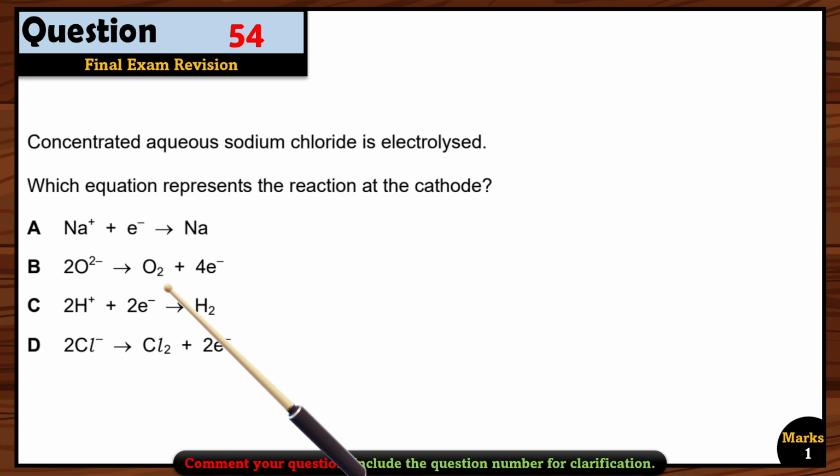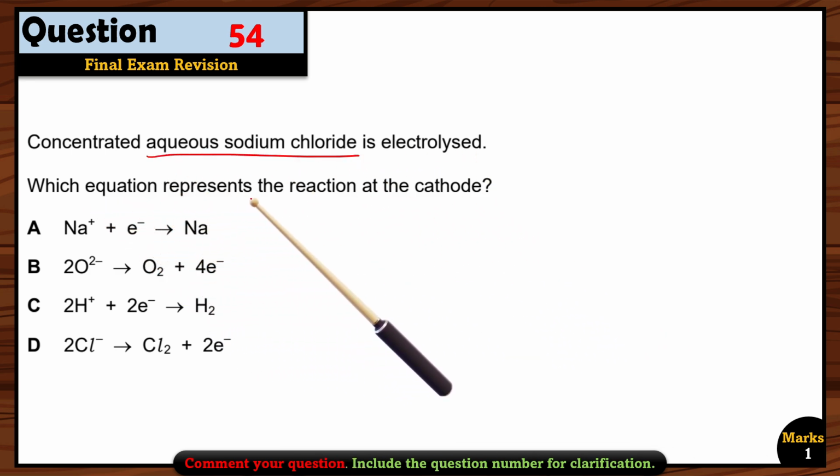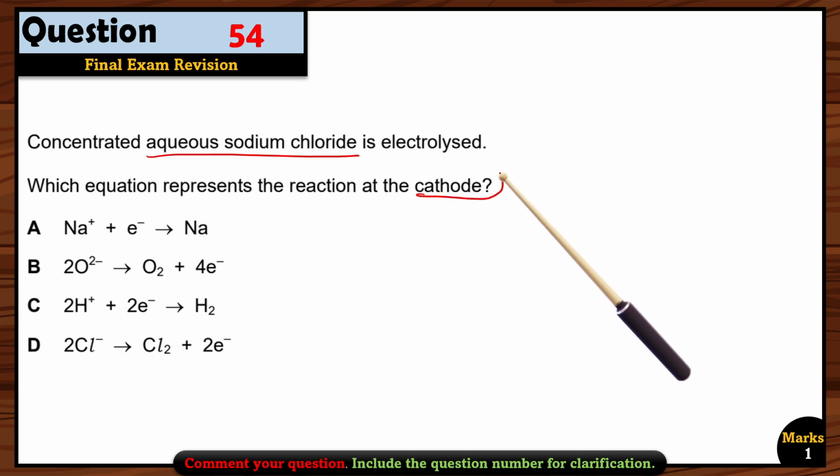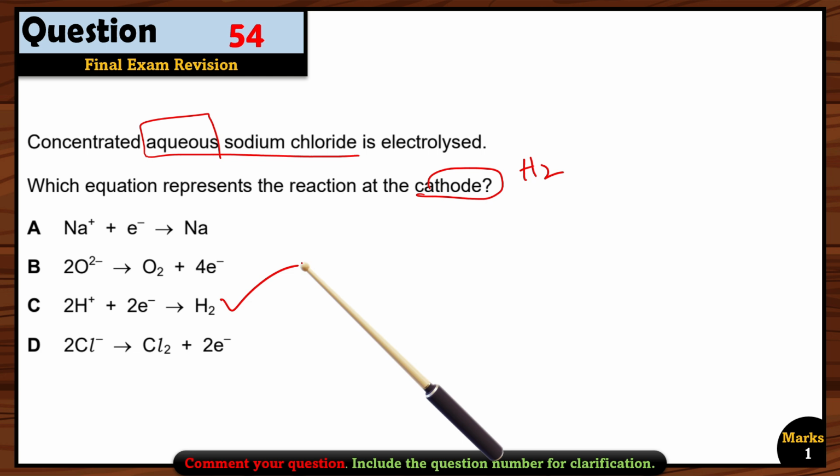Question 54. Concentrated aqueous sodium chloride is electrolyzed. Which equation represents the reaction at the cathode? At the cathode, since it is aqueous, always hydrogen. So where can you see the hydrogen gas? Yes, here you can see the hydrogen gas. So option C is the right option.